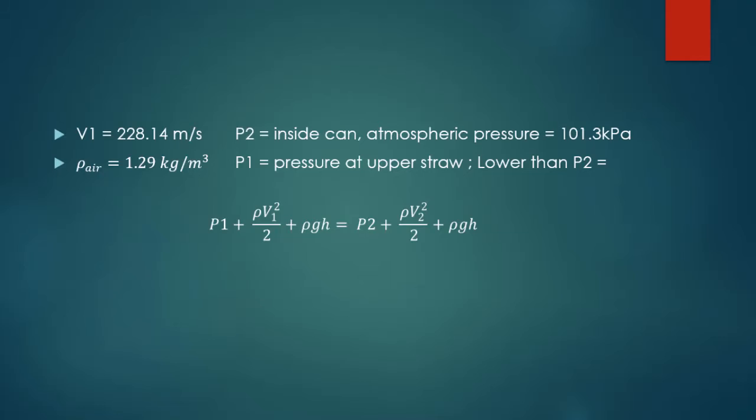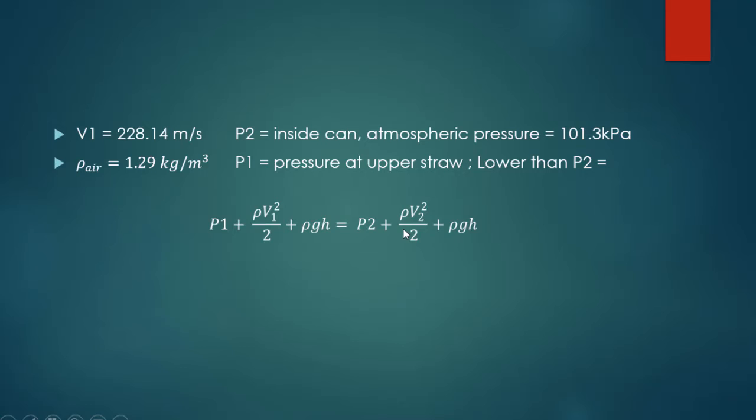It is the same with this atomizer: when we blow high velocity air inside the upper T straw, we create a low pressure there because of the high velocity. Assume that P2 is the same as atmospheric pressure and P1 is smaller than P2. We can use the Bernoulli principle, and then we can ignore air density because air density is very small. The difference in height will make no change, so we can ignore this one and this one.